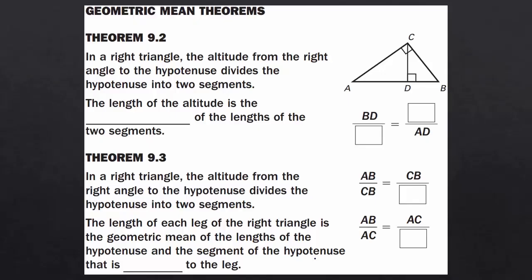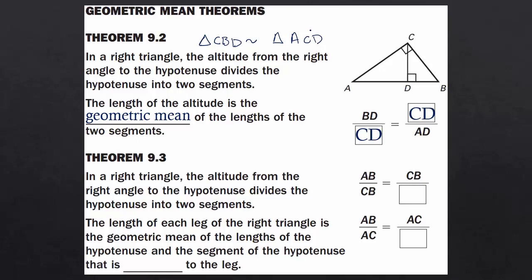Geometric mean theorems. Theorem 9.2. In a right triangle, the altitude from the right angle to the hypotenuse divides the hypotenuse into two segments. The length of the altitude is the geometric mean of the lengths of the two segments. In Theorem 9.2, we're actually comparing triangle CBD to triangle ACD. And we can say that BD over CD is equal to CD over AD.